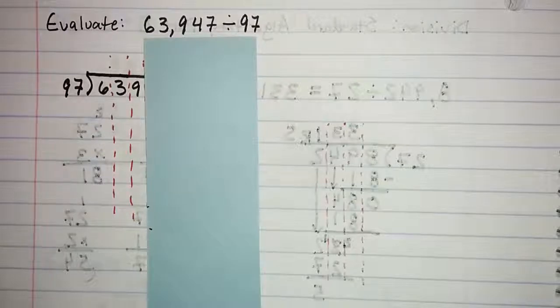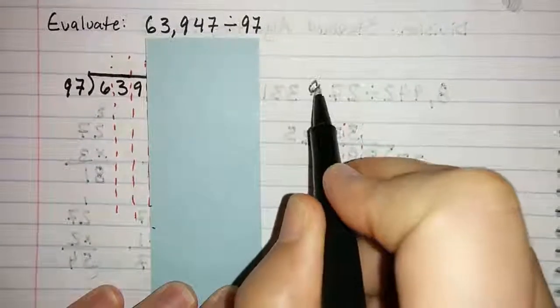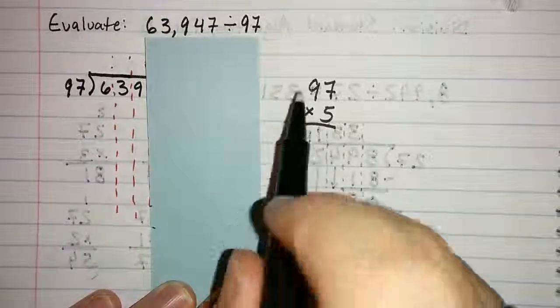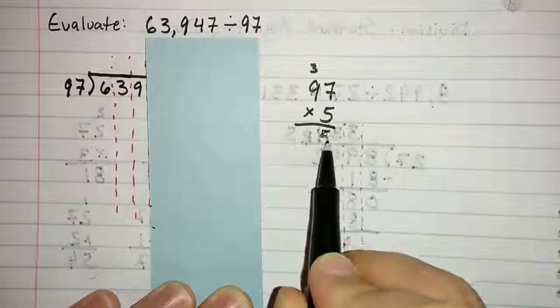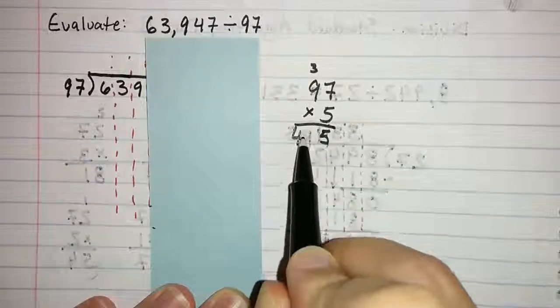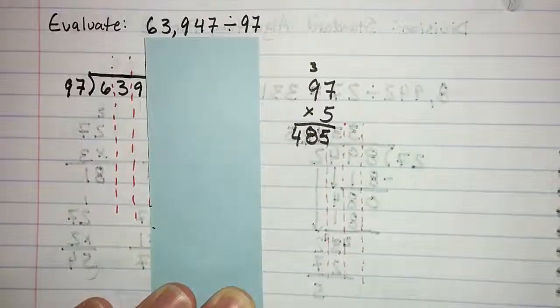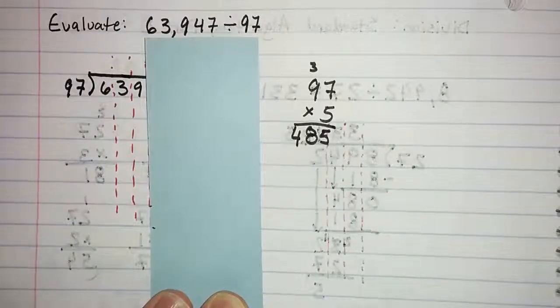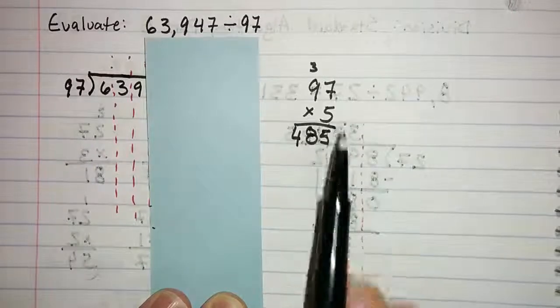All right, so what should my first guess be for how many times does 97 go into 639? Maybe a different first guess occurred to you. But my first guess is going to be 5, because I have no idea. So 97, 5 times. 5 times 7 is 35. 5 times 9 is 45, 46, 47, 48. Well, 5 times 97 is certainly smaller than 639, but I think it's too much smaller. I'm going to try 6.